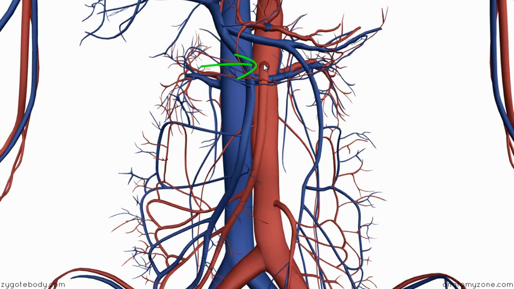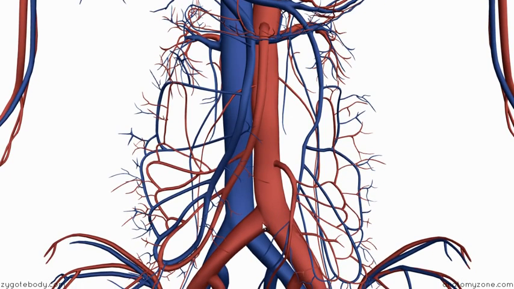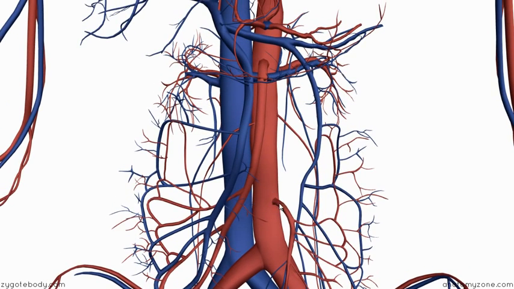So above it you've got the superior mesenteric artery and you've got the celiac axis, which supply the other gut structures. So the inferior mesenteric artery originates on the aorta at roughly the level of lumbar vertebra L3. So remember the aorta bifurcates at L4, so just a little bit above this you've got the inferior mesenteric artery.